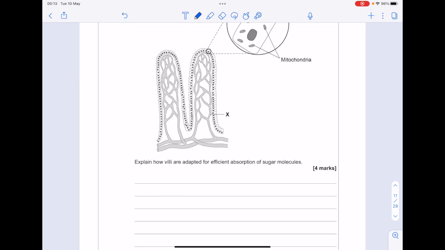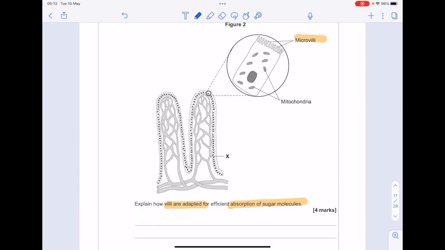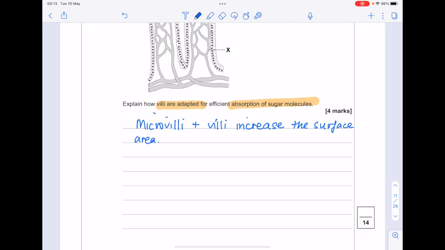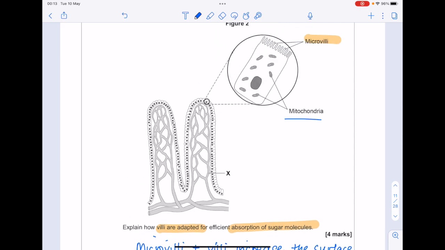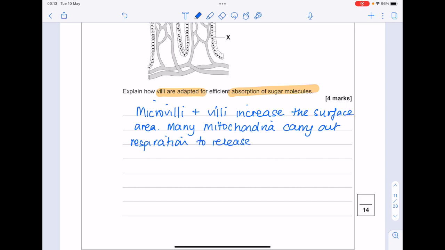Figure 2 is repeated below. Explain how villi are adapted for efficient absorption of sugar molecules. So what can we see here? Microvilli and villi increase the surface area due to those infoldings. We've also got a mention of mitochondria, so don't ignore those. Many mitochondria. Well, what do mitochondria do? They carry out respiration. And why is that important? To release energy. And why might you need to release energy? Well, some of the absorption occurs by active transport.